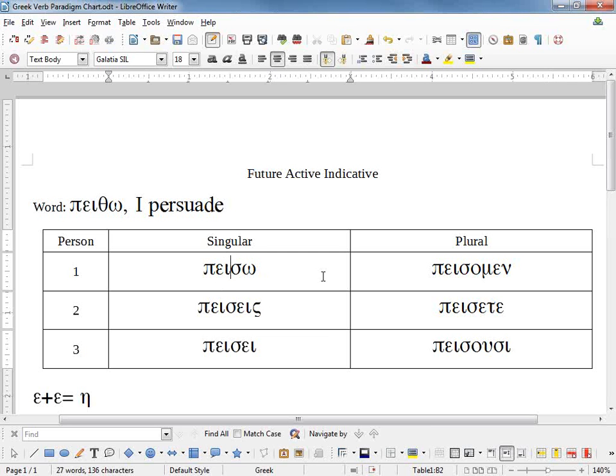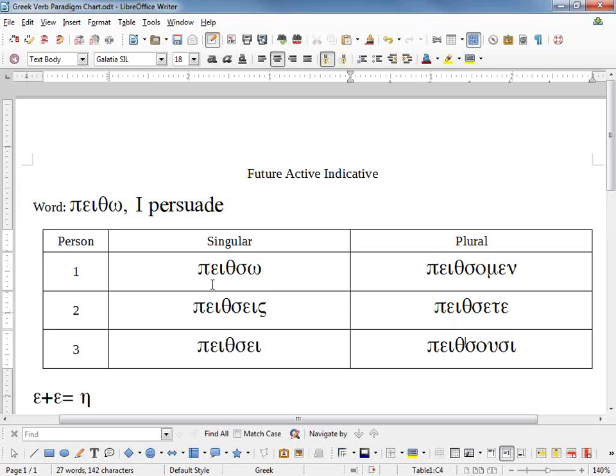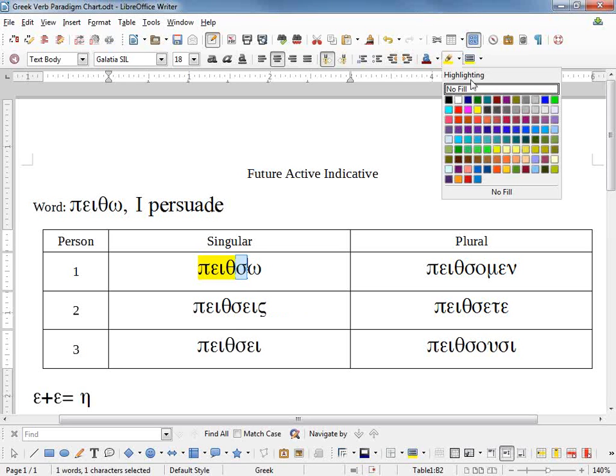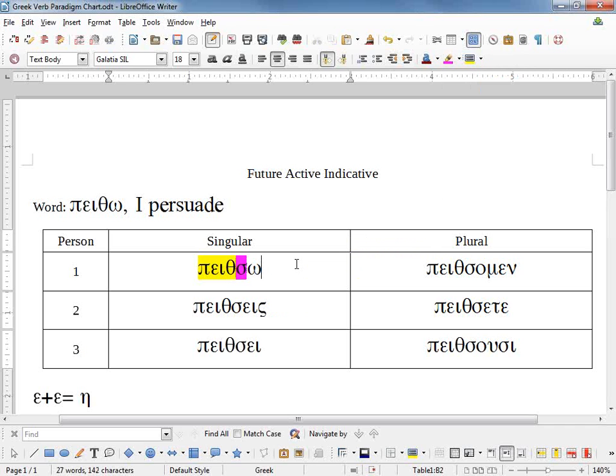So basically, let me add the theta again. Let me highlight it for you. That is our stem right there. It ends with a theta, and that theta is a dental consonant. This sigma here, I'm going to put a different color on. We're going to make it pink. That sigma lets us know that this is a future form, and you see that in all the other forms. And finally, that omega, as well as eis, ei, omen, ete, ousi, all those are the present active indicative endings. I'll put another color there. I like green, so boom, we have green.